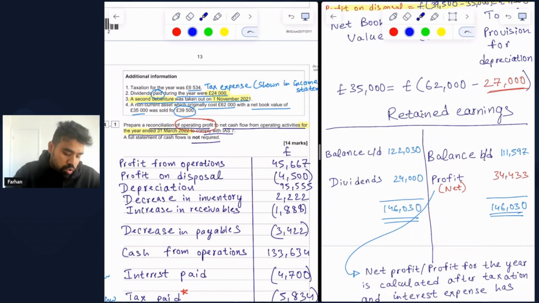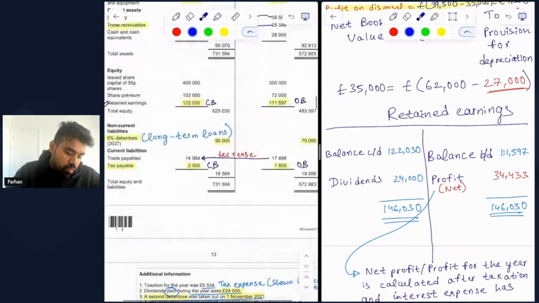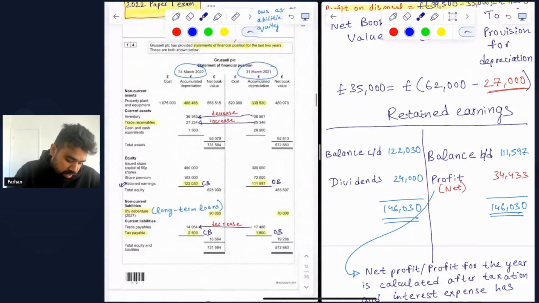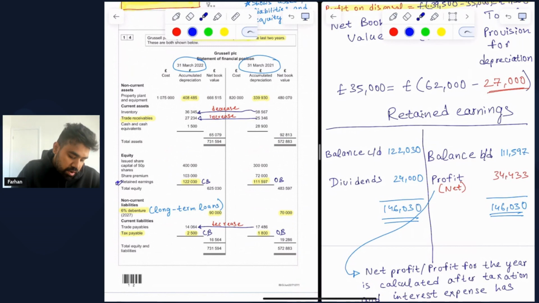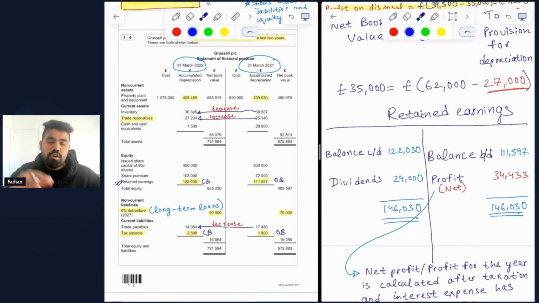Now, if we go to the statement of financial positions that we have been provided, you will see that retained earnings for the year ending 31 March 2021 was £111,597, and for the year ending 31 March 2022, it was £122,030. Now, we are preparing the statement of cash flow for the year ending 31 March 2022.